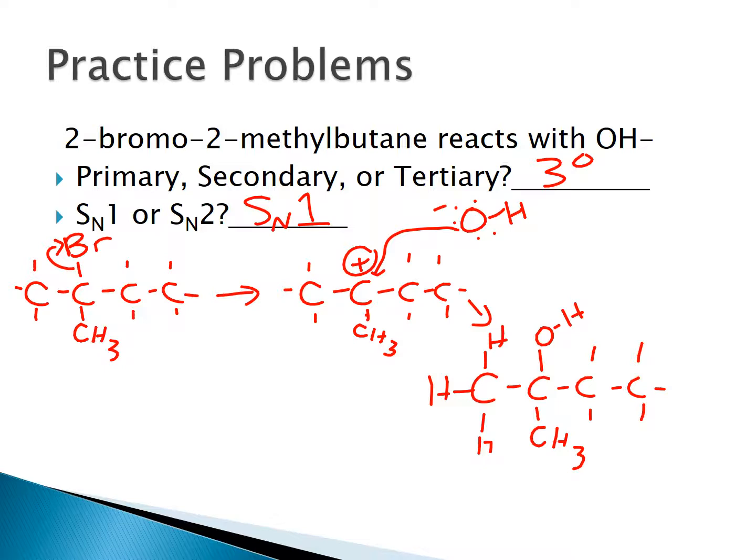That's our first SN1 reaction. And again, it's important at the end to make sure you write that you've generated a bromide ion. I may have forgotten to do that in the last SN2, but make sure every time at the end you show the leaving group that left.